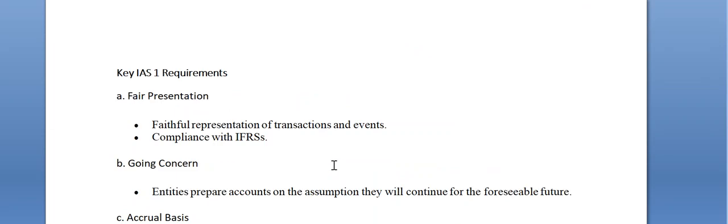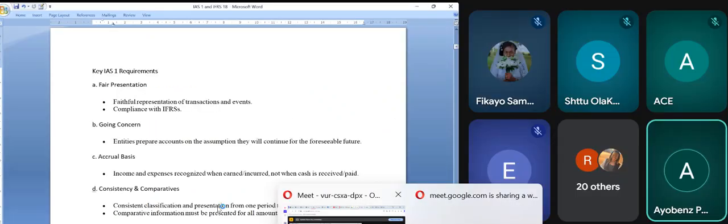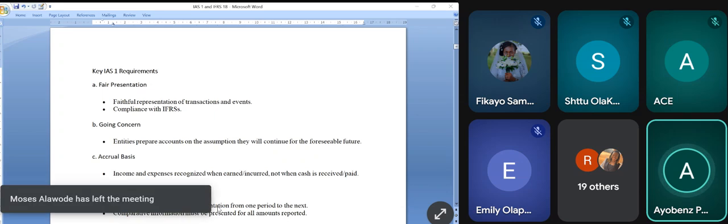So, key IAS 1 requirements. You have fair presentation. Under IAS 1, we were told that it is important for us to represent whatever transactions or events that take place within the financial year faithfully. Very, very important. So we must have what we call a fair presentation. Equally, you must be able to comply with all IFRS principles. Very, very important. That is to say, whatever information you are putting down in the financial statement, you must do it faithfully. Faithful representation. That is to say, it is void of bias.